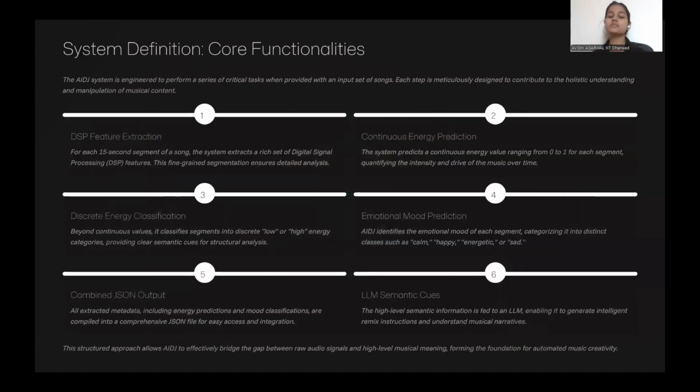Moving on to the system definition for functionalities, we have DSP feature extraction, continuous energy prediction, discrete energy classification, mood prediction, JSON output, and LLM semantic cues. We'll get to know more about this ahead.